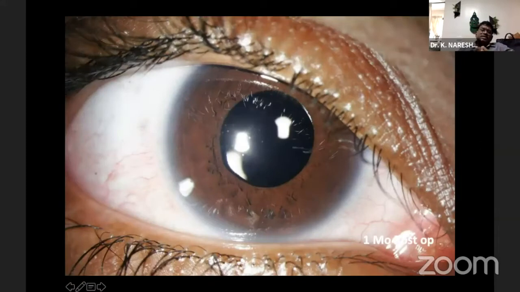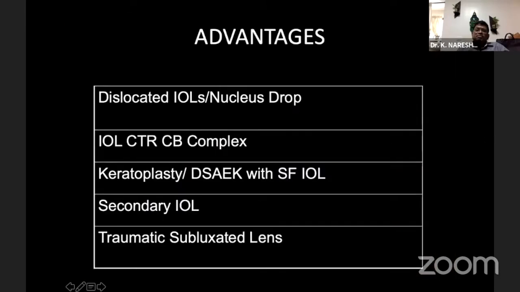The basic advantage of this technique is there is no cost for the glue, and it can be done with any 3-piece, either foldable or a rigid lens. And nowadays we stopped even doing the conjunctival flaps. You can do it transconjunctivally also. If you want to do it comfortably, go for the Gabber's forceps. Otherwise, you can use any of the intraocular forceps. So these are the few cases.